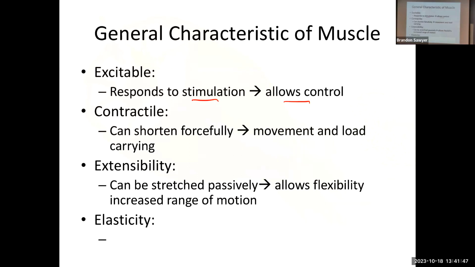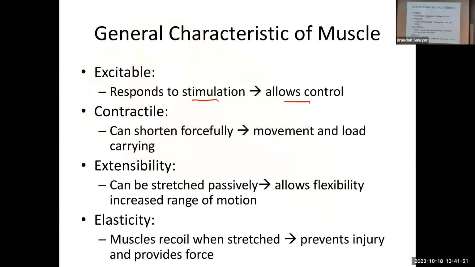Okay, that's its extensibility. And then the fourth one is it's also elastic. Okay, so we stretch it out, but then it has a force inside of it that causes it to bounce back to its original shape after it's been stretched too. Okay, so it's excitable, we can control it. It's contractile, it can shorten forcefully. It's extensible, meaning we can stretch it out. And it's elastic, meaning that it bounces back to its original shape after we stretch it out.